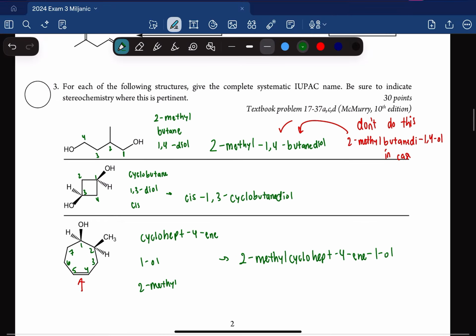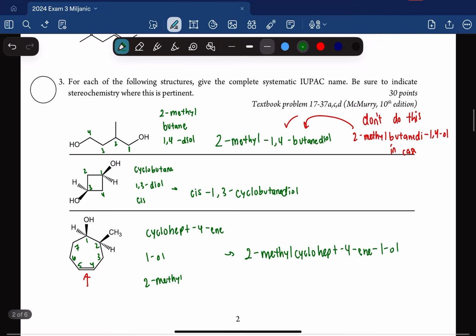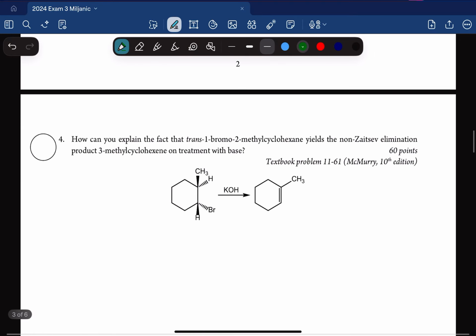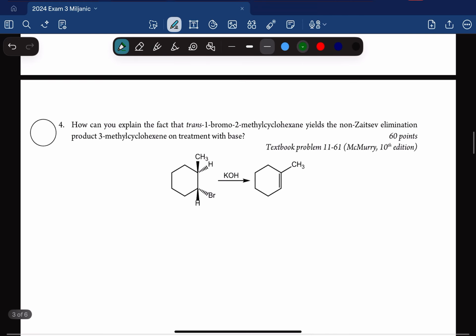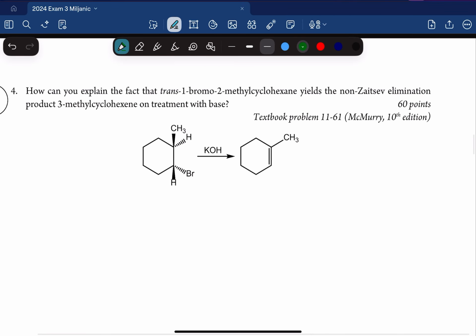So that's pretty much it for the naming. The biggest thing is knowing that the alcohol is the highest priority group that you know so far. Okay, now this question, the key is the question is a little bit funky. So I'm gonna adjust this. So this double bond should be here. So it should look like this.